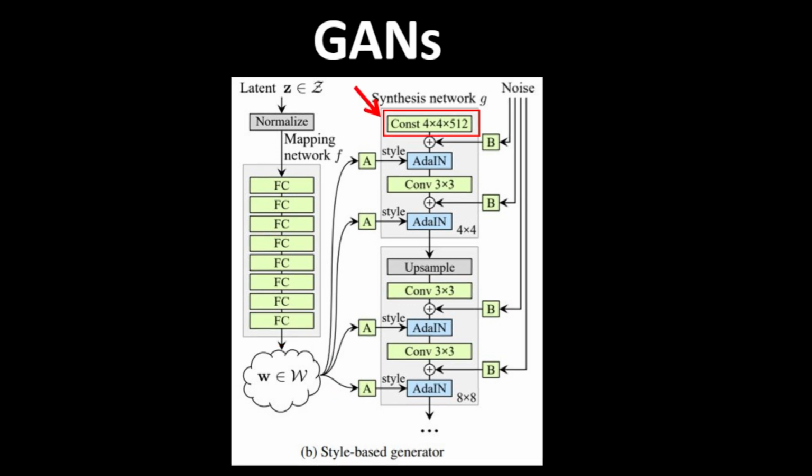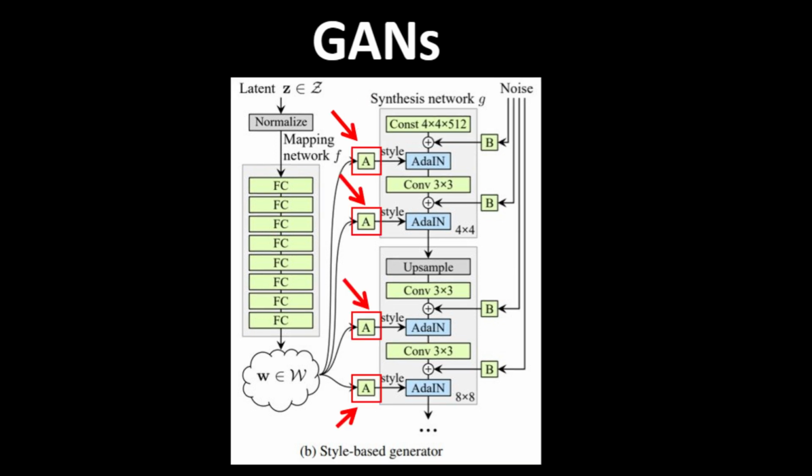It starts from a constant vector, and this constant vector is optimized during training. Finally, the output of this mapping layer W is plugged into multiple layers of the generative architecture using a blending layer called AdaIN. And during training, we also add noise.